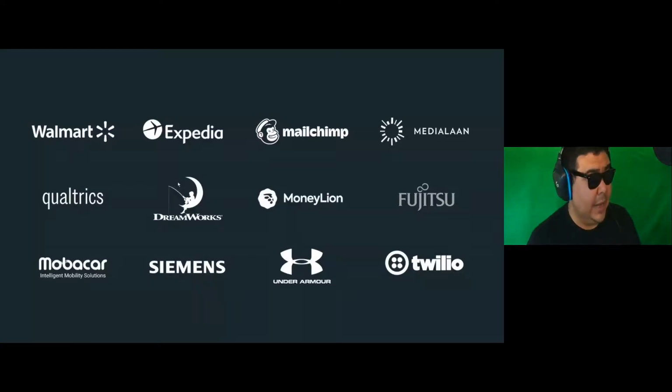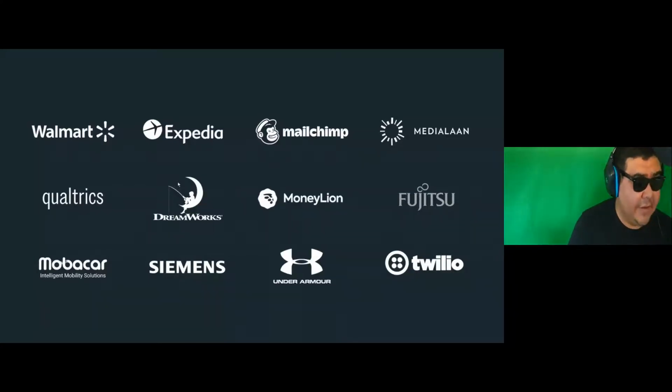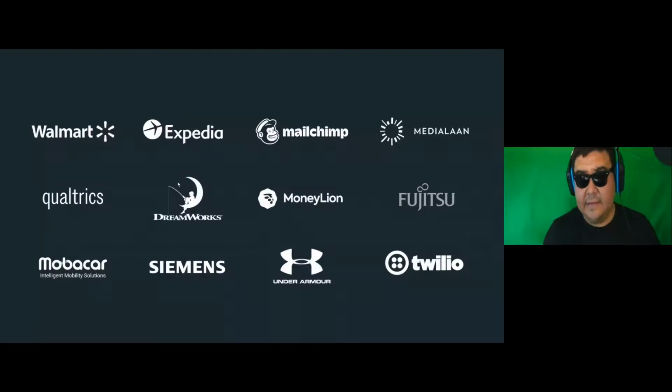So you may recognize some of these names here, right? Each of these have found value in proactively testing for failure: Expedia, MailChimp, DreamWorks, Moneyline, Under Armour, Twilio.